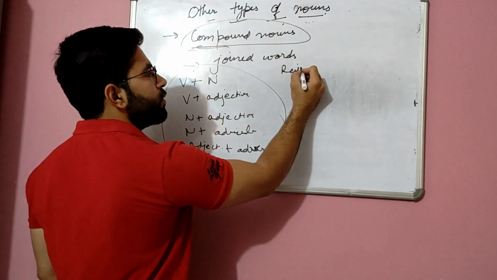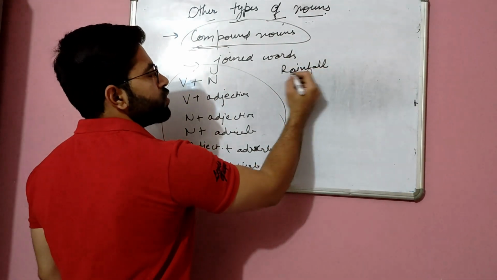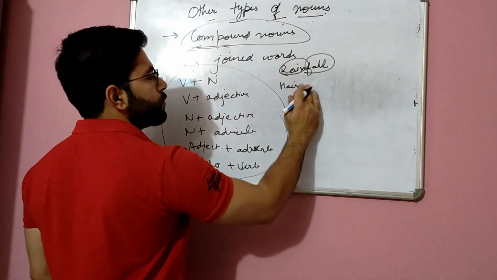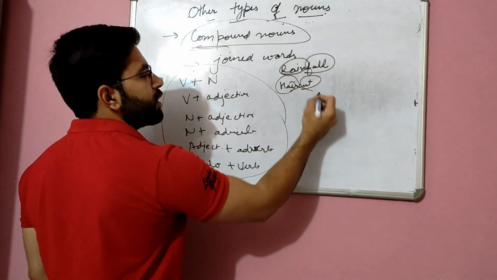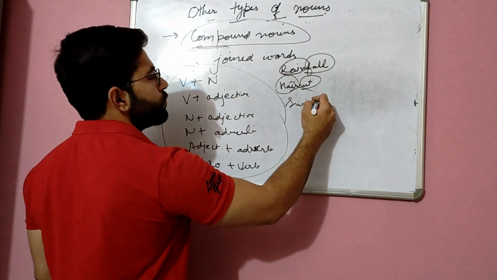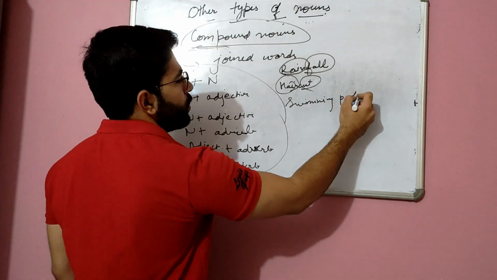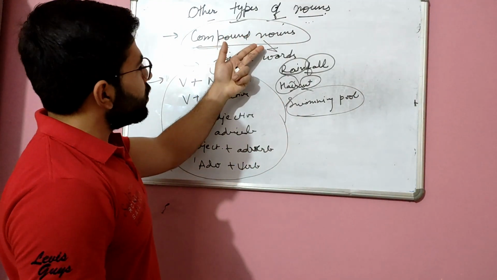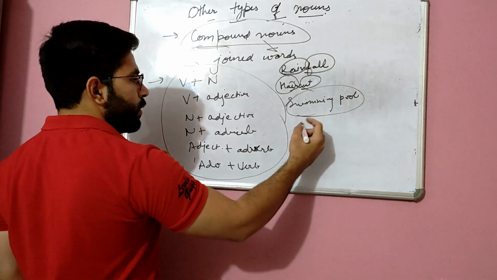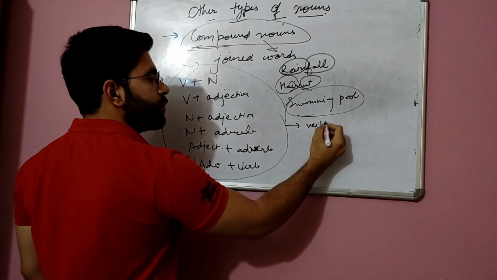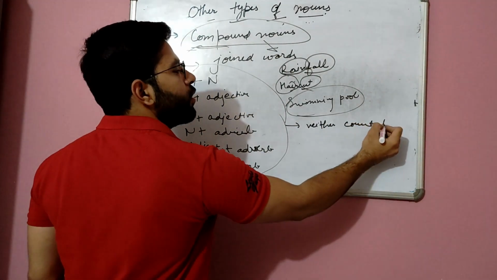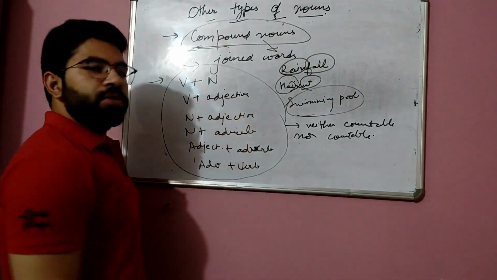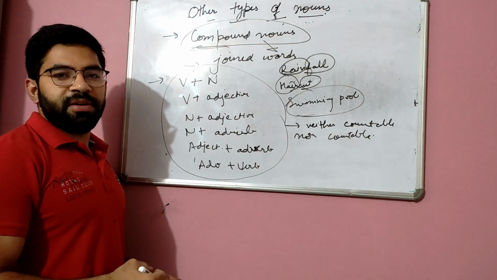For example, rainfall. So rain is a noun, fall is a verb. Haircut. Hair is a noun, cut is a verb. Swimming pool. So these are all compound nouns. When we join two different parts of speech, that will form a compound noun. These are also neither countable nor uncountable. So that's it for nouns. In the next class, we will study about subject verb.